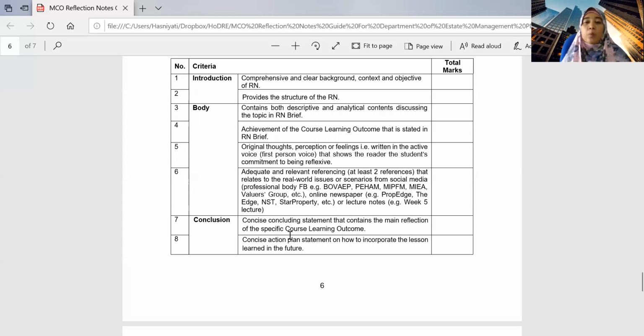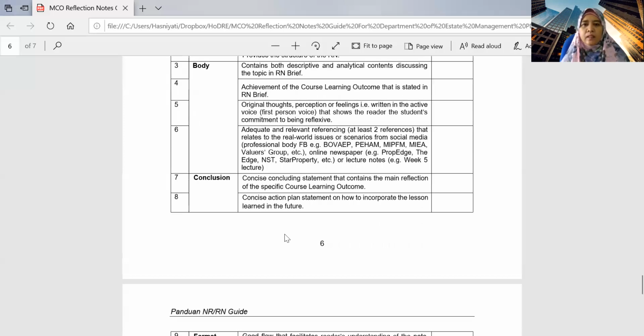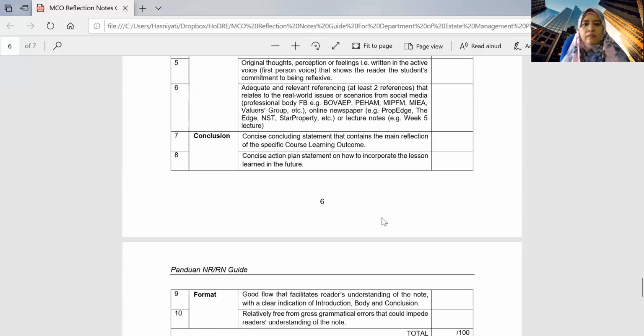Then a concise action plan and what you recommend. How you can use that for your future career, for instance, or how the government can improve on that particular problem in the future. How to incorporate the lesson learned in the future.